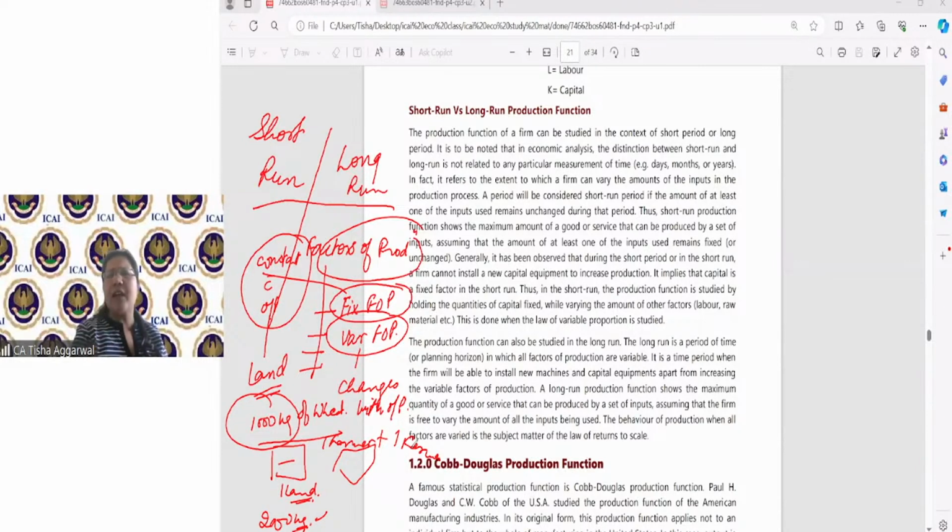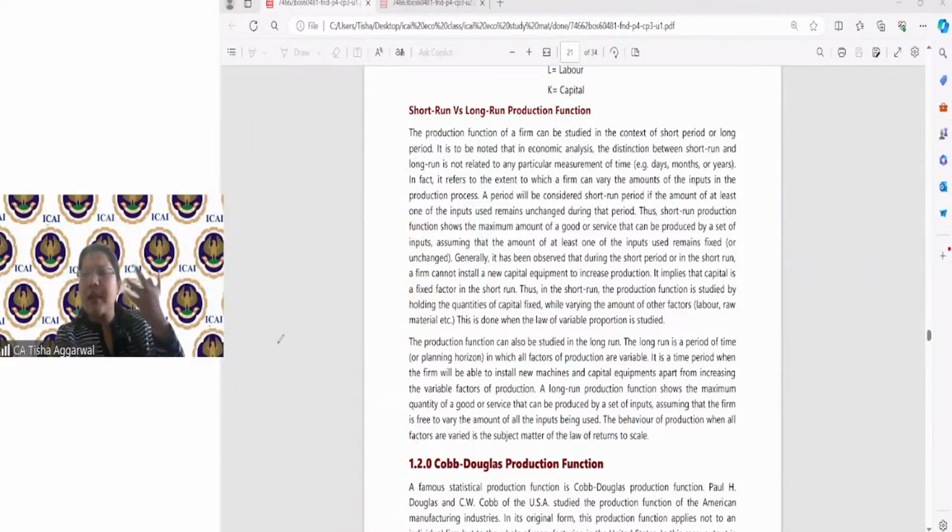But the factor of production which does not change with the change in the output is known as the fixed factor of production. What is another good example? Machine and cloth. If I want one t-shirt, I require 1 meter of cloth. So obviously if I require 5 t-shirts, I require 5 meters of cloth. So you have to understand that.